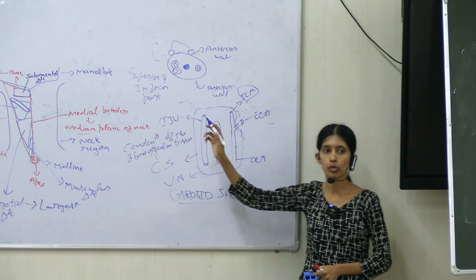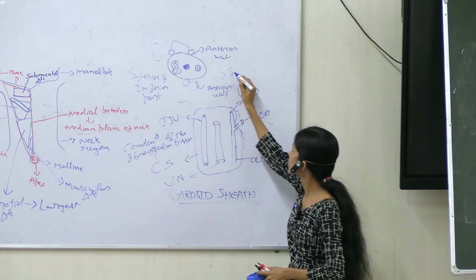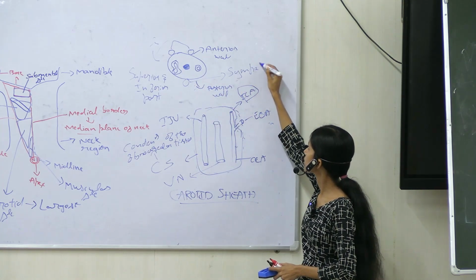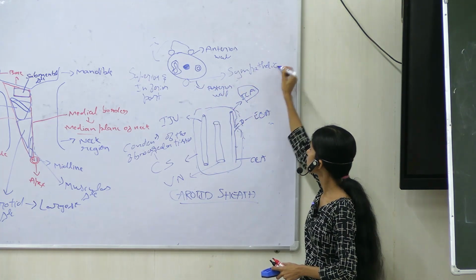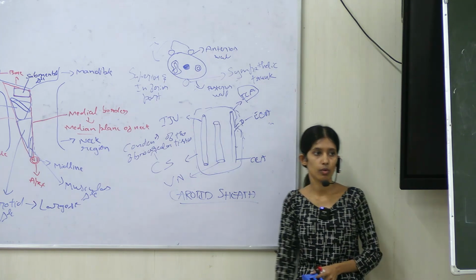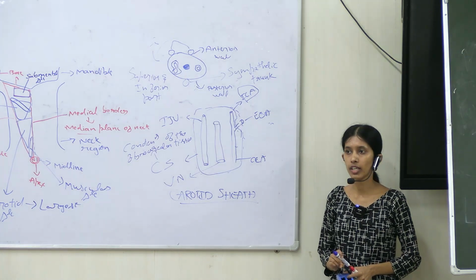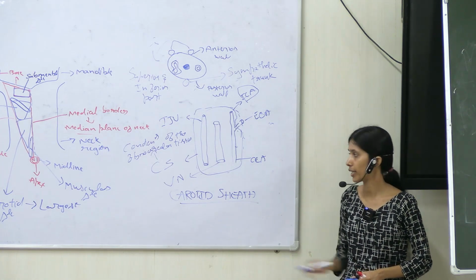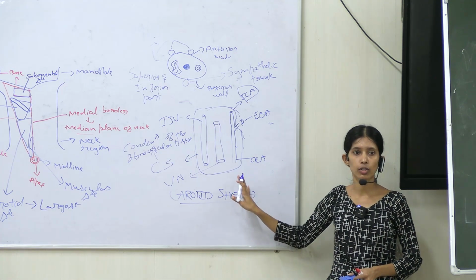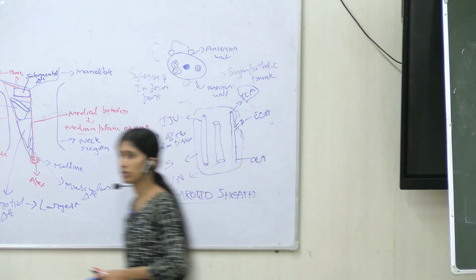Okay. On the posterior wall region we have one important structure, that is the sympathetic trunk. These are the few important structures we see in the carotid sheath part. Any doubts? Any doubts in carotid sheath? No doubts? Okay.